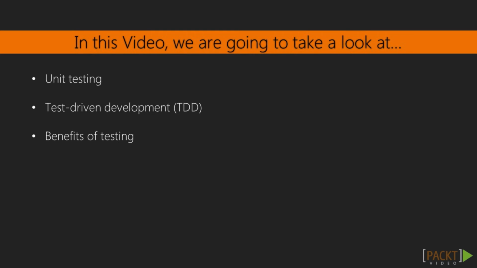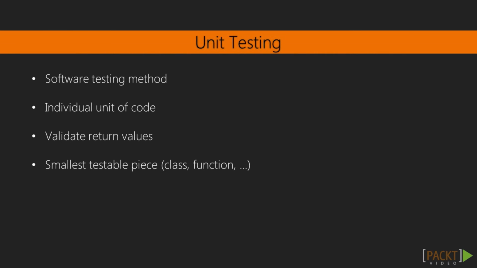In this video, we will see what unit testing, test-driven development, and the benefits of testing are. Unit testing is a software testing method where each individual unit of code is tested to confirm that it is behaving as expected. This is done by validating the return values with the known values for that input. The unit should be the smallest testable piece of application, like a class or a function.